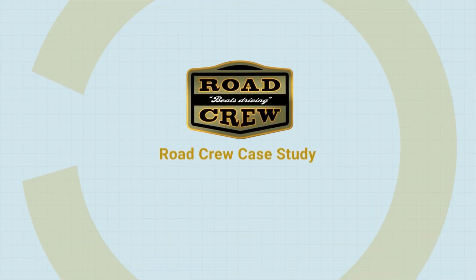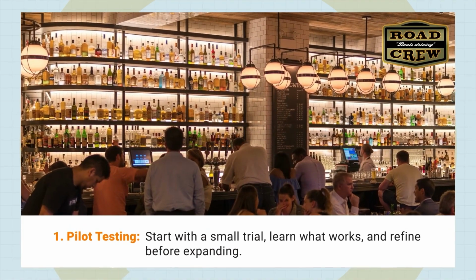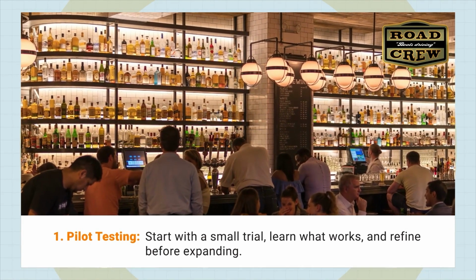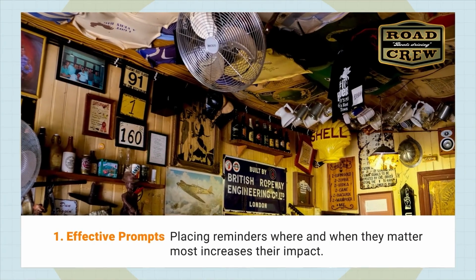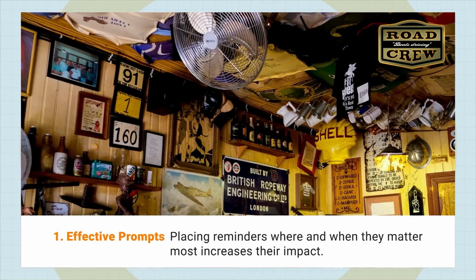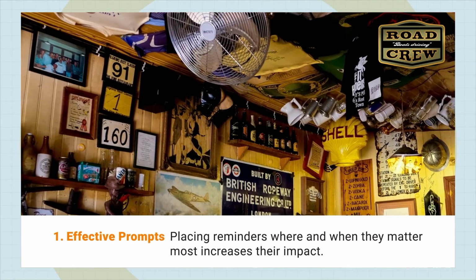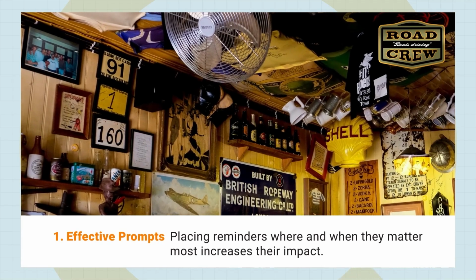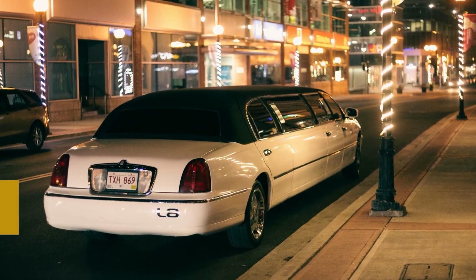Now back to our road crew case study. Yes, the trusty road crew program, a masterclass in smart implementation. Here are a few of their key implementation strategies. Pilot testing. They started small, testing in a few locations before scaling up. Effective prompts. They used coasters and bars with their phone number. Perfect timing and placement. They also placed signs in washrooms at bars and taverns. Another perfect location. The result? People didn't just remember the road crew, they actually used it.